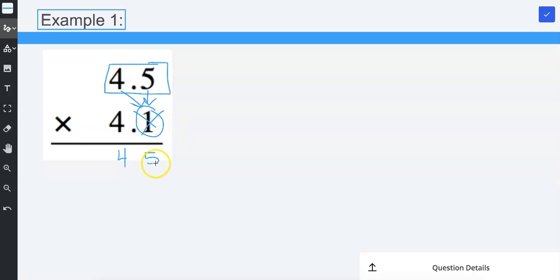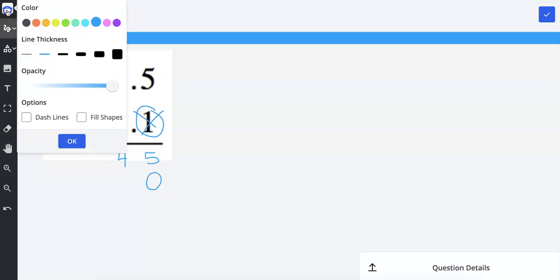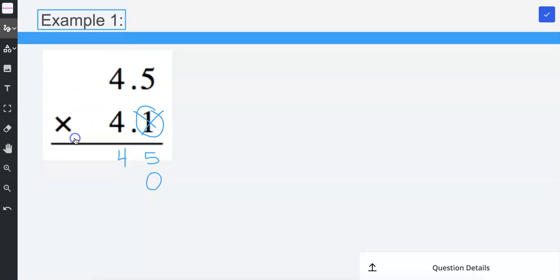Now I move on to the next line, and I need a 0 as a placeholder. Then I'm going to erase some of the work that I've already done, this top portion. I'm going to leave this so I know that I've already finished multiplying by 1. And I'm going to go back to the scribble tool and pick a new color. Now I'm multiplying every digit from this number by the 4 from this second number.